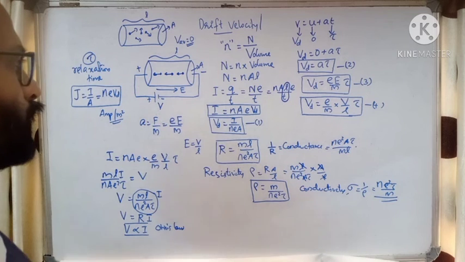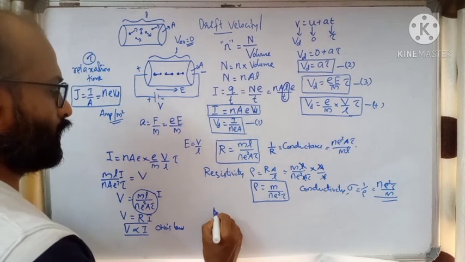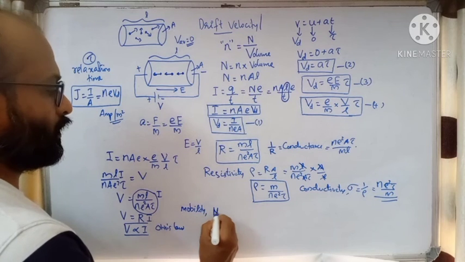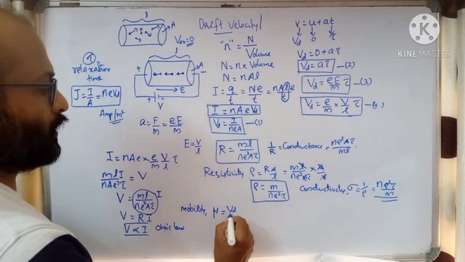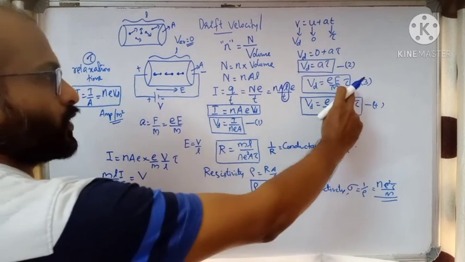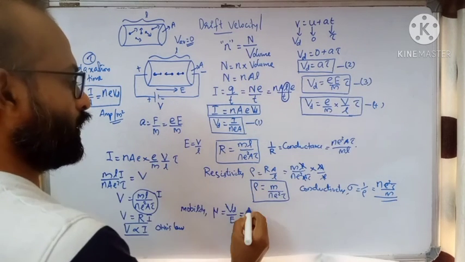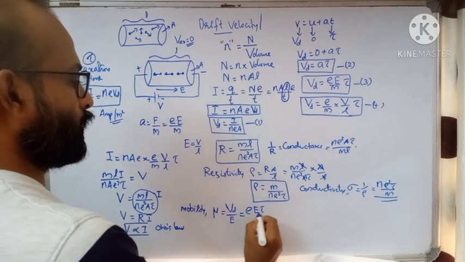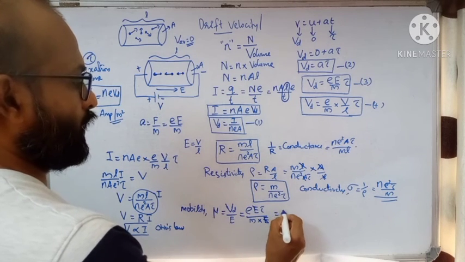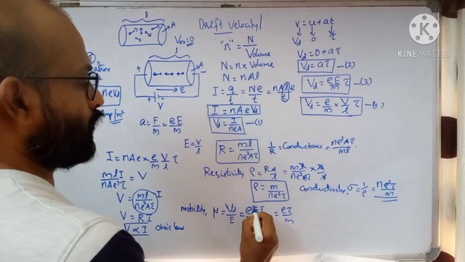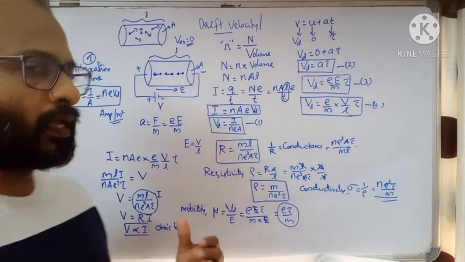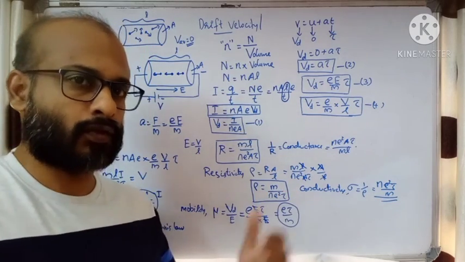Now we will define one more term called mobility. What is mobility? Mobility is the ratio of drift velocity divided by electric field. Take this equation, this is the drift velocity, e tau by m times E. Then divide by E. What will you get? We will get e tau by m. This is called mobility. Mobility means how easily the electrons are able to conduct from one end to the other.